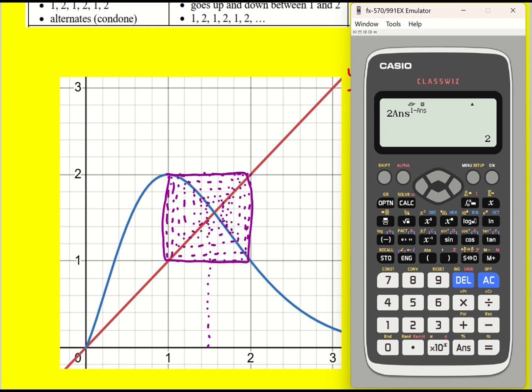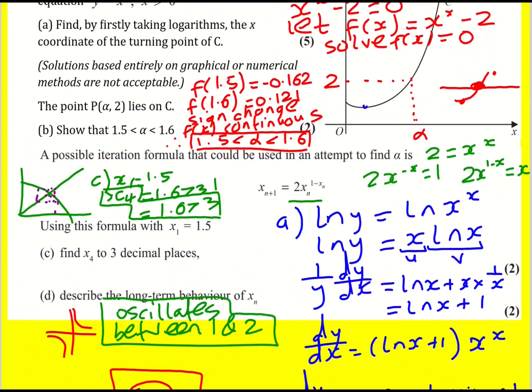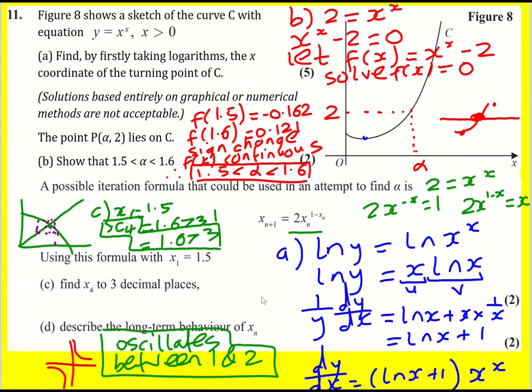So quite an interesting one, really. Even though we start really close to the root, the fixed point iteration fails. The question doesn't go into that level of detail. It just asks for the long-term behavior, but that is in depth what is going on. Anyway, this is an interesting question. Logarithmic differentiation to start with, then the sign change rule, then fixed point iteration and long-term behavior of it oscillating instead of converging, without going into all the depth that I have. It's a nice question. Well done on your efforts on it.